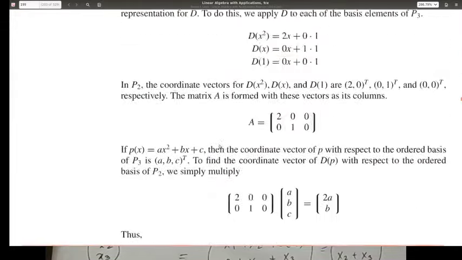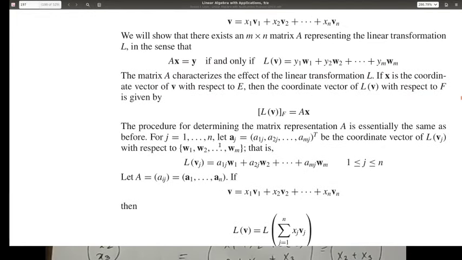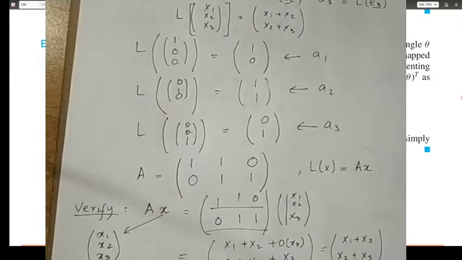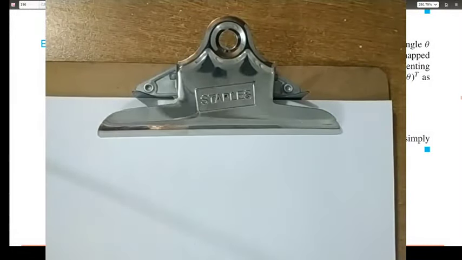There is another example that I want to show from the book, which is as follows. Let L be the linear transformation operator on R2 that rotates each vector by an angle theta in the counterclockwise direction. So what we have is essentially a linear transformation, and what it does is simply a counterclockwise rotation.